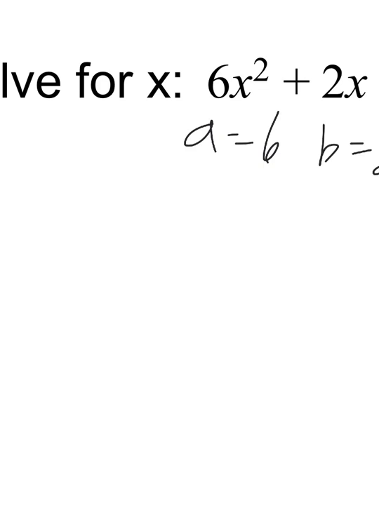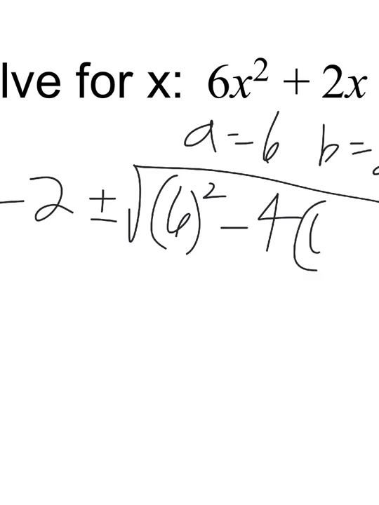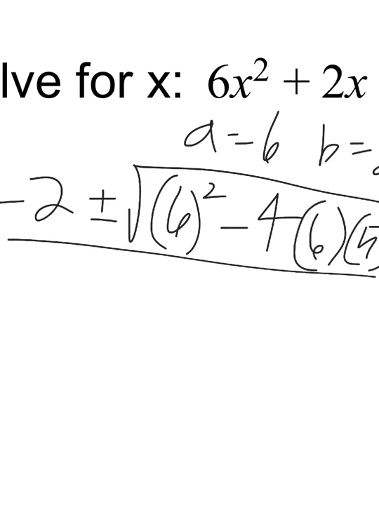So x equals negative b, so negative 2, plus or minus the square root of b squared, so 6 squared, minus 4 times a, which is 6, times c, which is 5. All that's over 2a, so 2 times 6. So the next step is to simplify this.